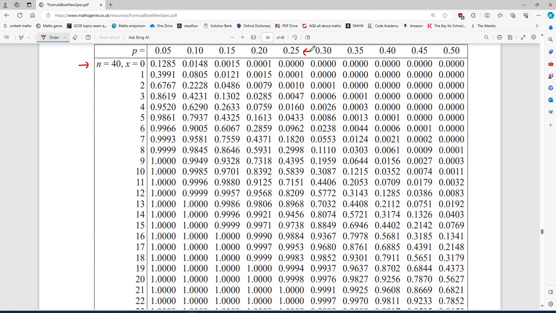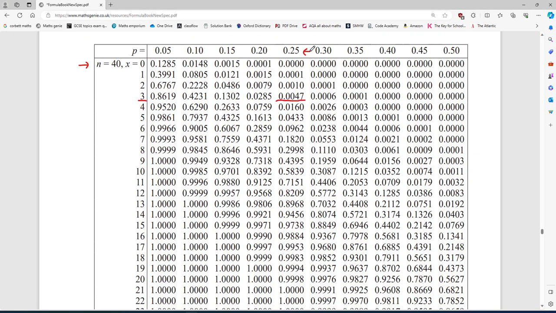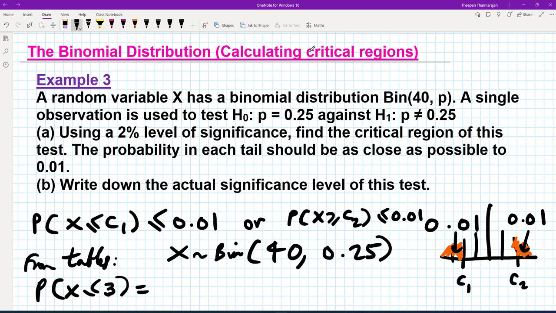Now notice that 0.0047 is closer to 0.01 than 0.0160, because that's actually closer to 0.02. So we're going to choose this value here, which corresponds to the probability that X is less than or equal to 3. So we can say, from our tables, the probability that X is less than or equal to 3 is equal to 0.0047.